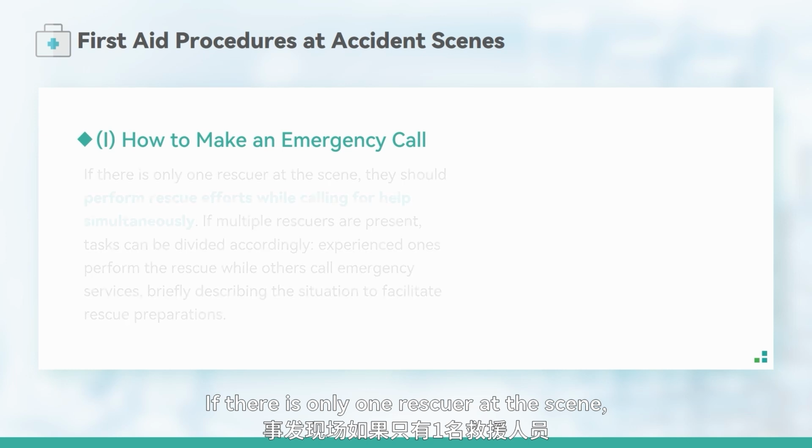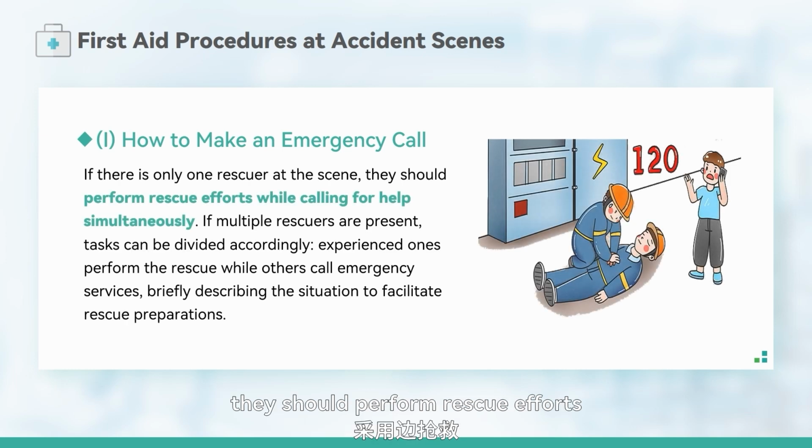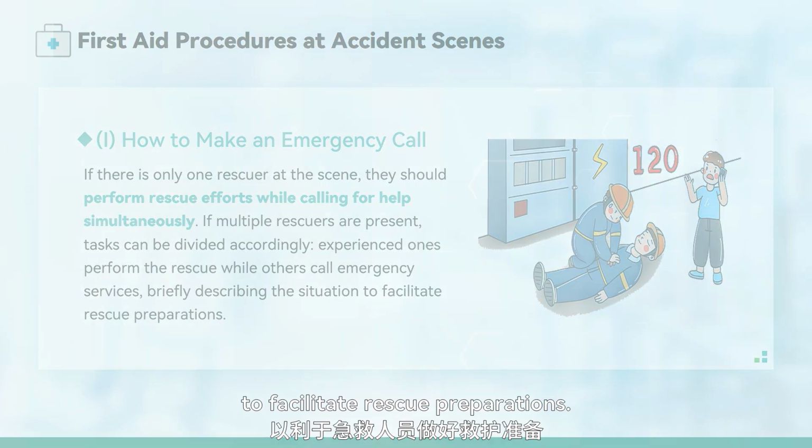If there is only one rescuer at the scene, they should perform rescue efforts while calling for help simultaneously. If multiple rescuers are present, tasks can be divided accordingly. Experienced ones perform the rescue while others call emergency services, briefly describing the situation to facilitate rescue preparations.